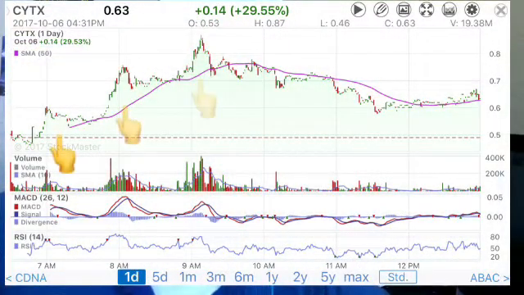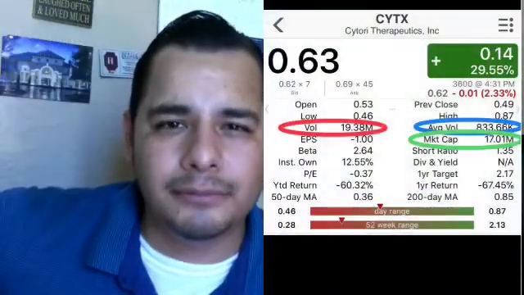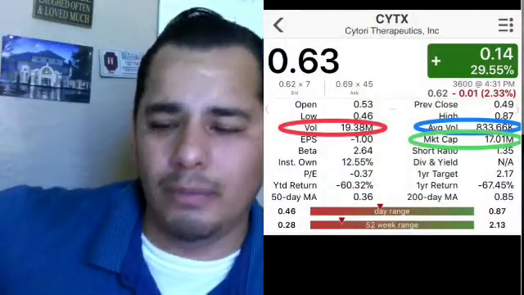And there are some stocks that need a little bit of volume and they move drastically. So that's what I mean. You want to look at the chart, make sure it's trending up, make sure the volume is growing, and check what the market cap is and what the average volume is.